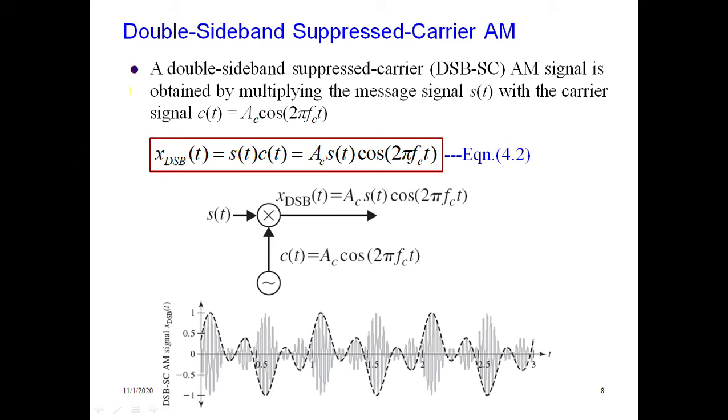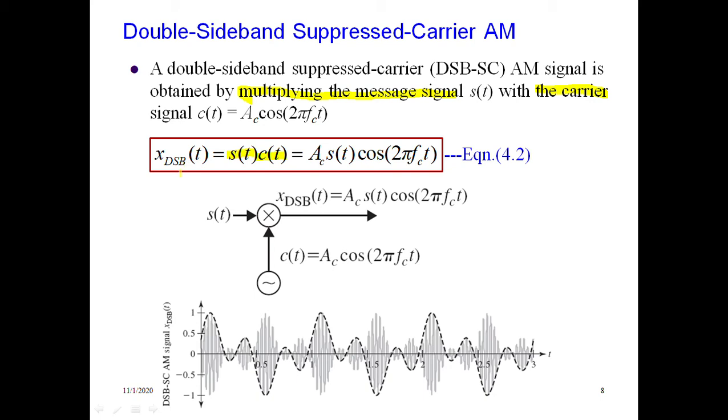Some of you have seen this in the lab. So what does double sideband suppressed carrier mean? We obtain the modulated signal by multiplying the message with the carrier. As simple as that. So when we have a signal s(t), we multiply it by a carrier, straightforward. We call it double sideband.